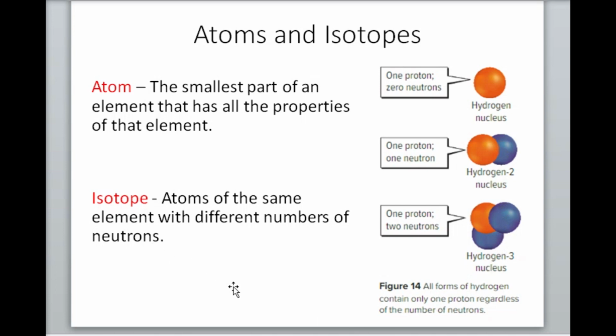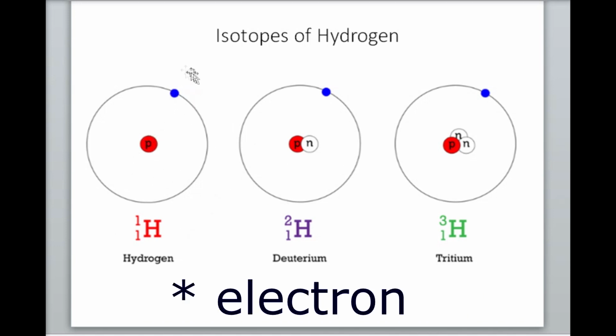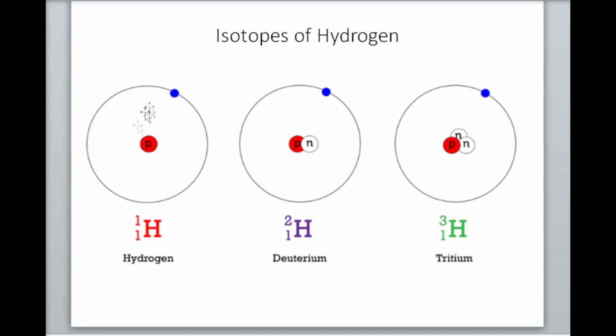Okay, now here's a slightly better picture. So these are three isotopes of hydrogen. You've got hydrogen, deuterium, and tritium. Sometimes you call this hydrogen 3. So what's the difference? One proton here, one neutron. So the vast majority of hydrogen is like this.